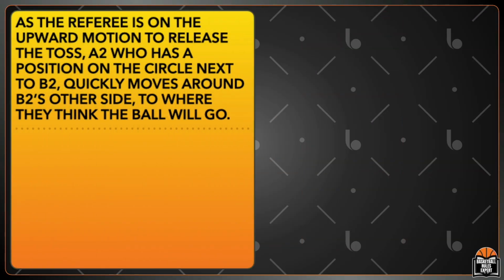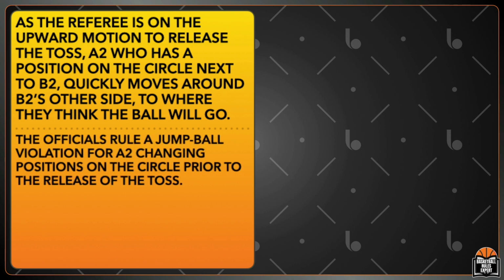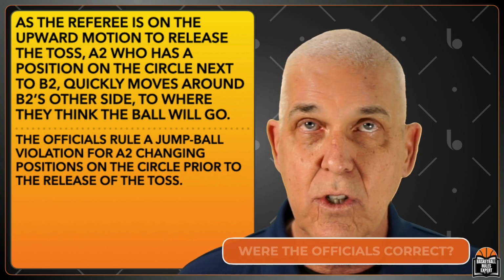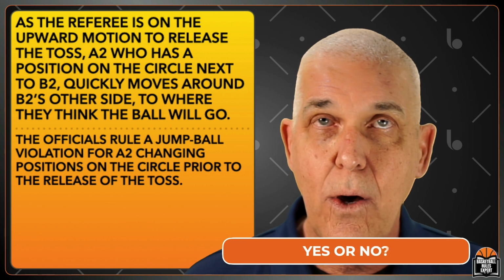All right, we're back in the game. Let's take a look at our next play scenario. As the referee is on the upward motion to release the toss, A2, who has a position on the circle next to B2, quickly moves around B2's other side to where they think the ball will go. The officials rule a jump ball violation for A2 changing positions on the circle prior to the release of the toss. Were the officials correct? Yes or no?